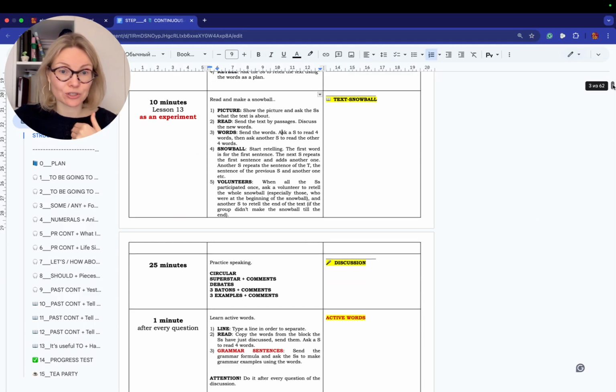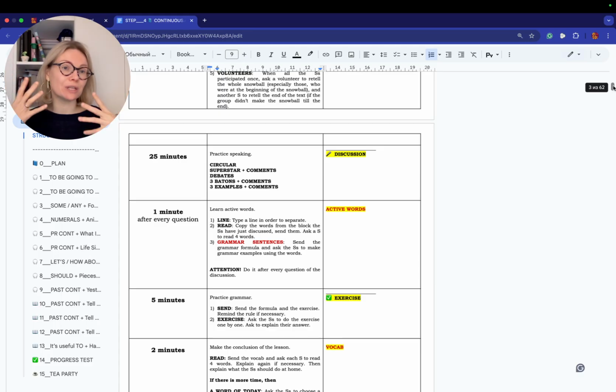And then we have discussion. This technical part is supposed to take about 30-35 minutes, but I understand that it can take really a lot of time. In terms of discussion, the students already know circular, superstar comments, debates, three button comments, three examples comments. They already know this for sure. So when it is debates, after that you can use circular. When you have three examples, after that you have superstar comments. The recommendations for the discussion are written in every lesson, but of course you can also experiment.